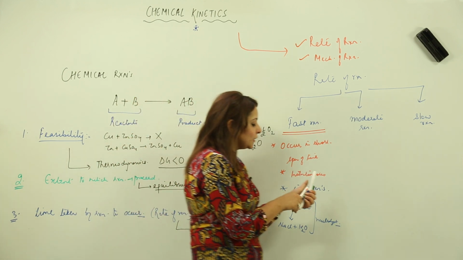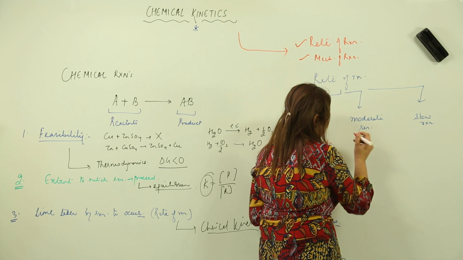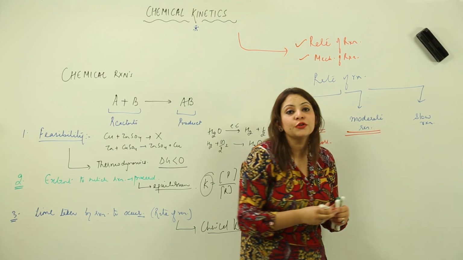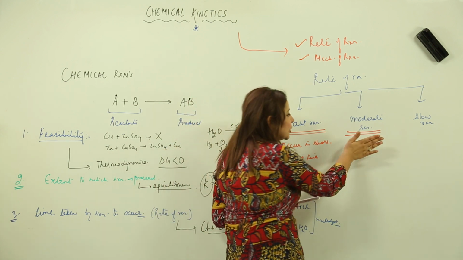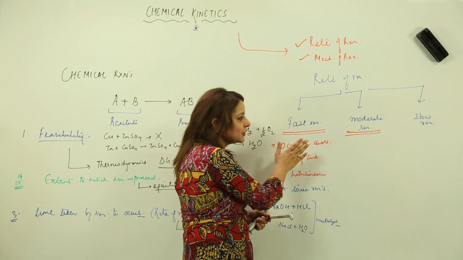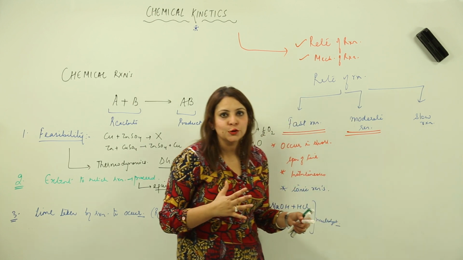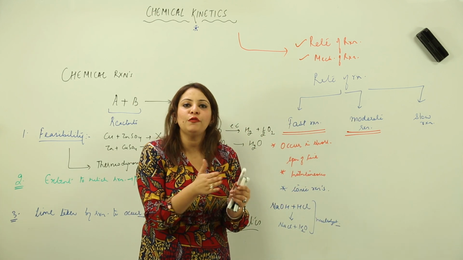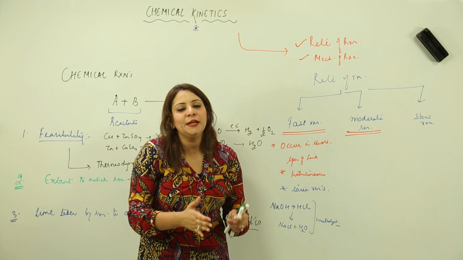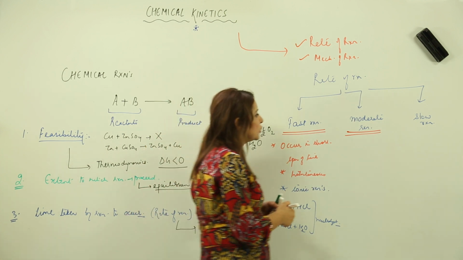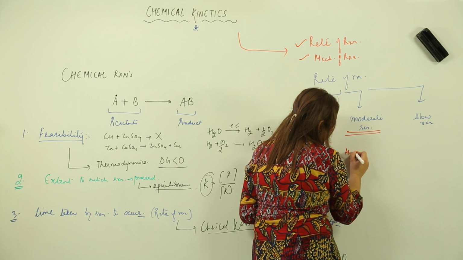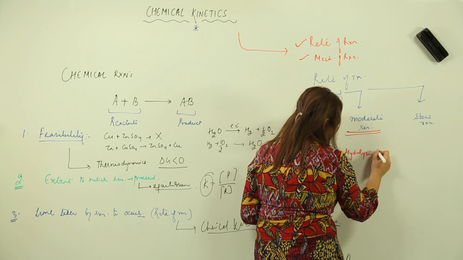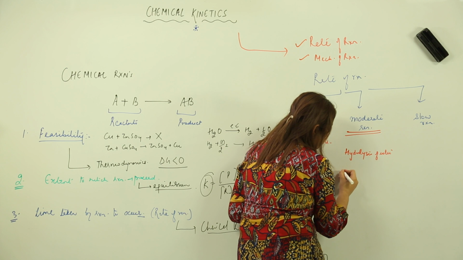Now the second is the moderate reaction. As the name suggests, it is moderate, between the fast and slow. Its rate is comparatively slower than the fast but faster than the slow reaction. So it lies between the fast and the slow. What kind of reaction is a moderate reaction? You must be aware of hydrolysis of ester. What is hydrolysis of ester?